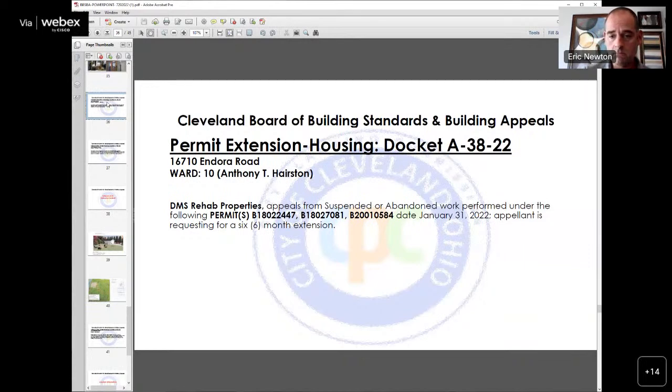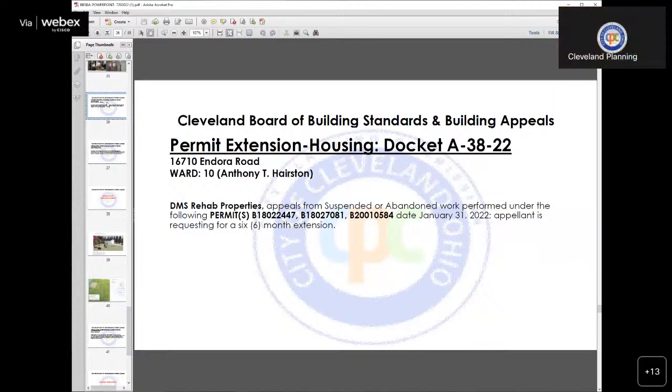Okay. Next docket is A3822, 16710 Endora Road. Application and fees are in order. This is a permit extension request from suspended or abandoned work performed under the following permits: B180-22447, B180-27081, and B200-10584, issued on January 31st of 2022. The appellant is requesting a six-month extension on the above permits. Present for the hearing: Tom Vanover, Building and Housing, and Patricia Ashton, Law.